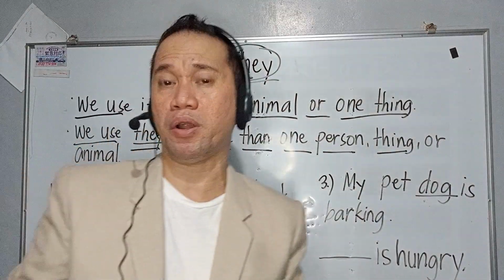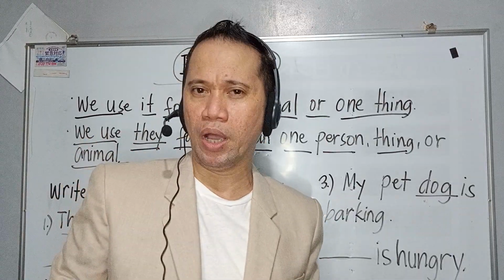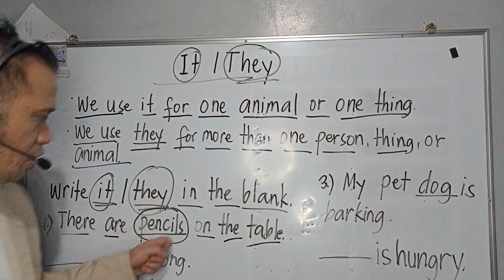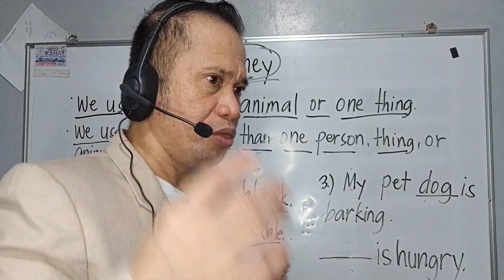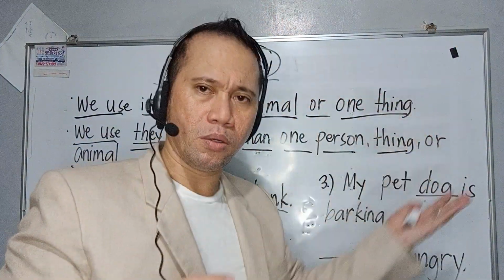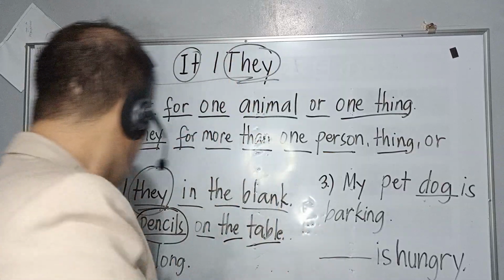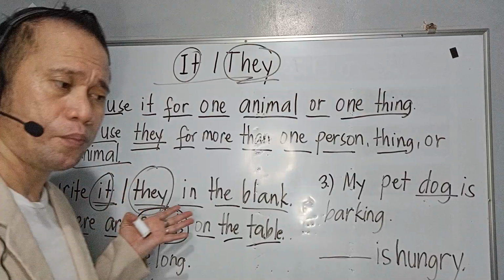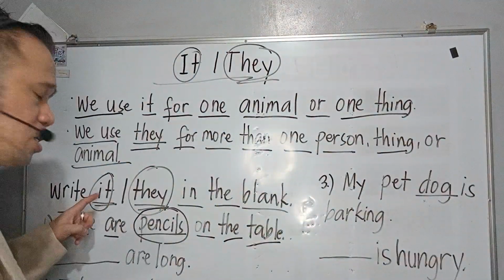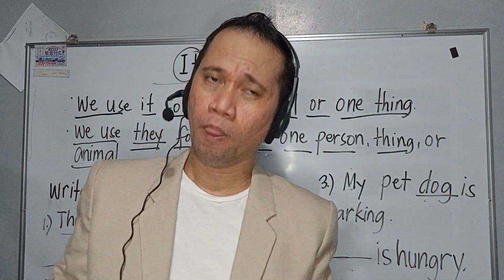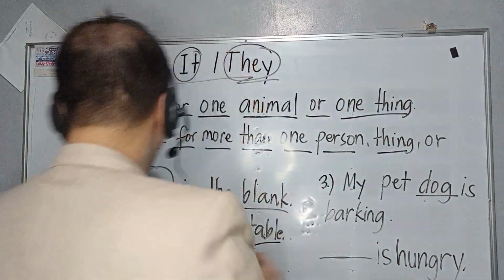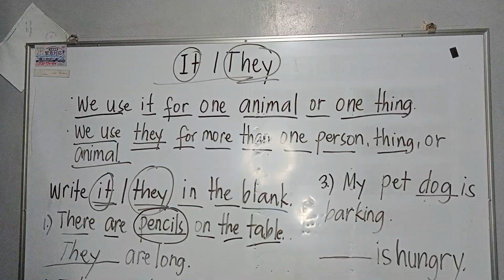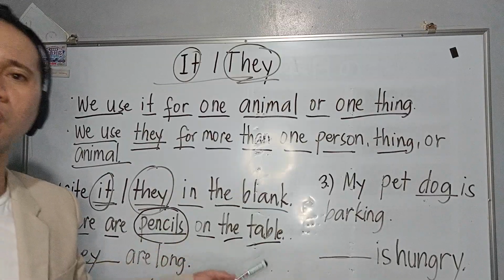That means pencils are things, right? So pencils are plural. Remember that since this is plural, there are pencils on the table. That means it talks about more than one. So we are going to use, is it "it" or "they"? When your answer is "it", automatically your answer is incorrect. But if you choose "they", your answer is correct. There are pencils on the table.